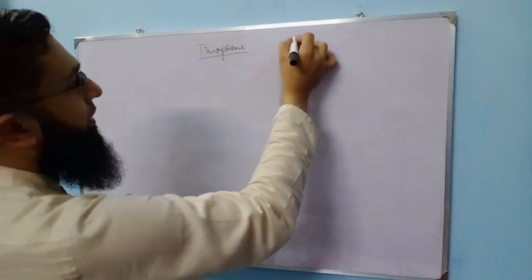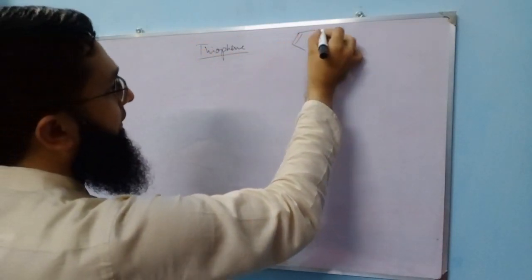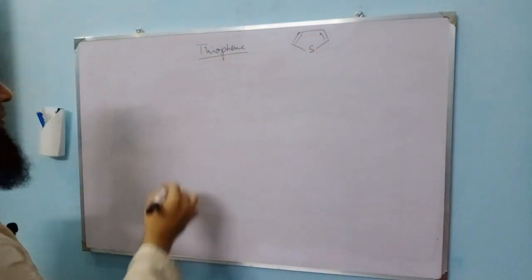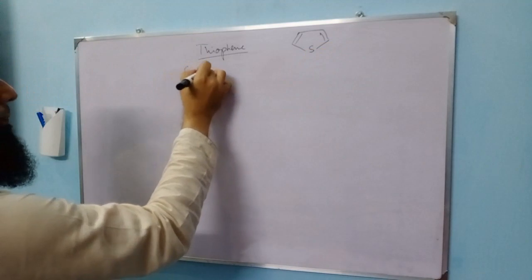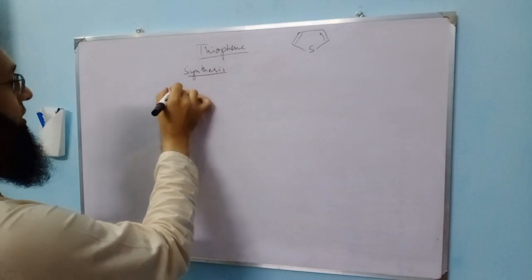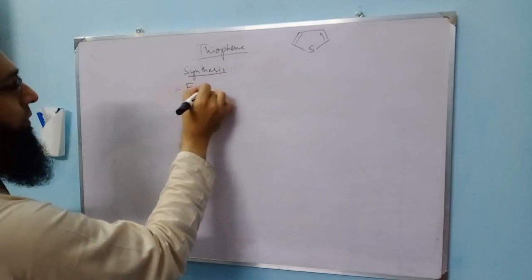Thiophene is a 5-membered sulfur-containing heterocycle, and like furan, it has all the atoms coplanar. First we see the synthesis. The first method for the synthesis is the Fiesselmann synthesis.